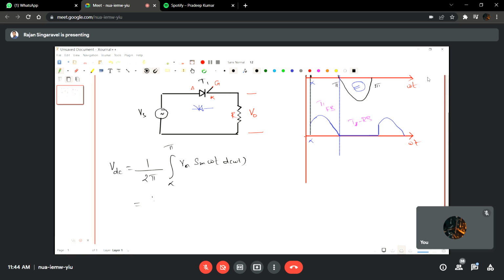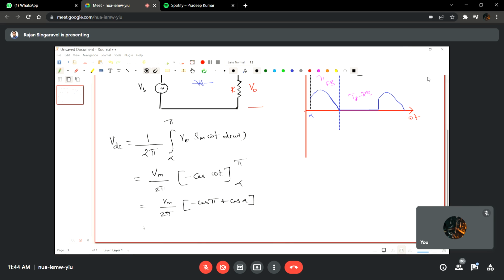So if you manipulate it, it becomes Vm by 2 pi and minus of cos omega t from alpha to pi. Then once again, if we manipulate it, we get Vm by 2 pi, then minus cos pi plus cos alpha. So minus cos pi becomes 1. So the equation becomes Vm by 2 pi times (1 plus cos alpha).